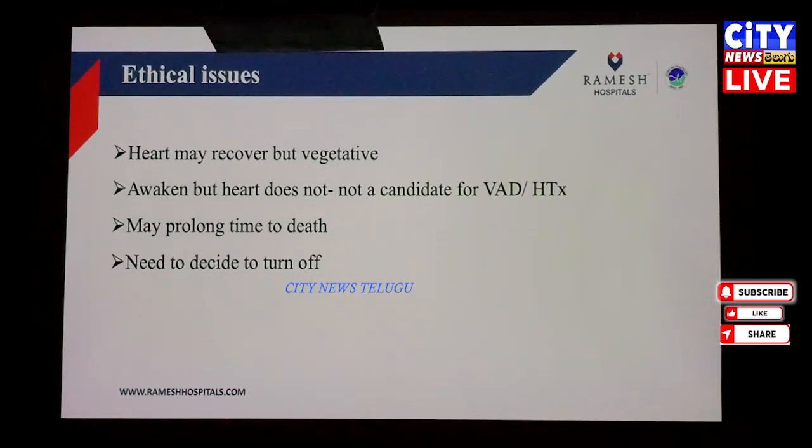Now sometimes, or rather most times in ECMO, we face certain ethical issues. Imagine a scenario: you put the patient on ECMO, the heart recovers, but the patient is vegetative. So neurologically the patient is not there, but the heart is functioning normally. What do you do? Or the reverse can happen. The brain is completely fine, but the heart is not recovering, and multi-organ failure has set in, so the patient cannot be given the option of transplant. So what do you do now?